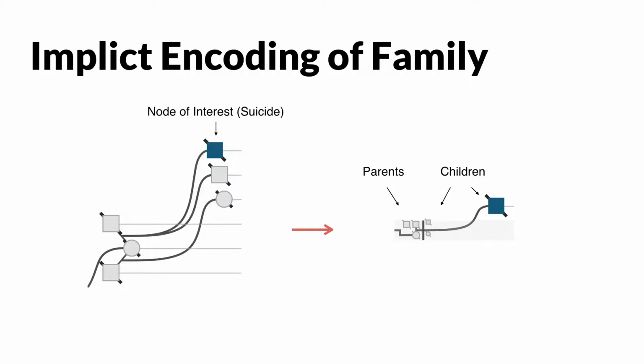To visualize aggregated families, we use an implicit encoding. Parents are placed to the left of a line, children to the right. The nodes colored in blue represent people who have the phenotype of interest, suicide in this case.